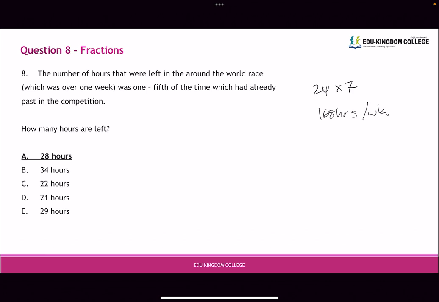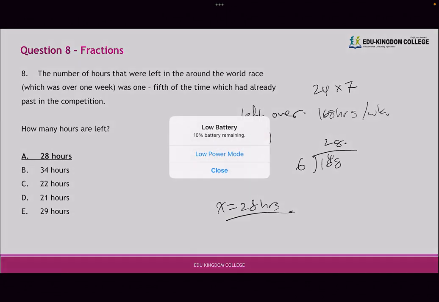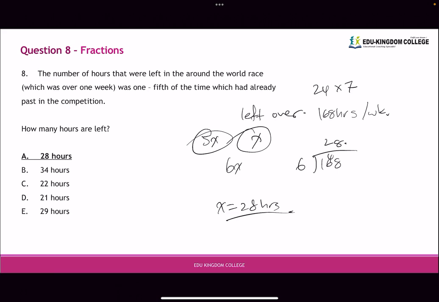So the time that already passed is 5x, and the time that is now left over is x, right? So the time in total is going to be 6x, and so if we divide 168 by 6 to find what x is, it's going to be 28. So x is equal to 28 hours, which means we have 28 hours left over. Sorry, 5x is what already passed. So 28 hours should have been our answer.